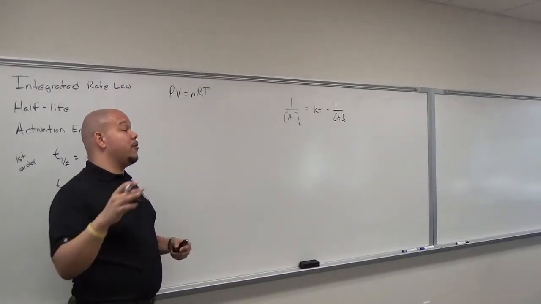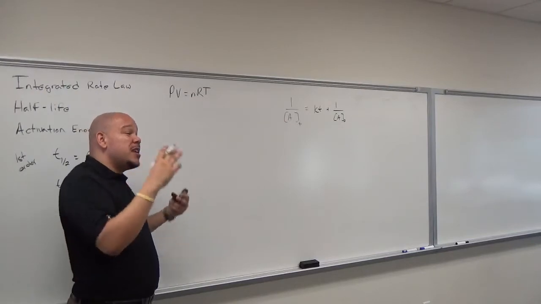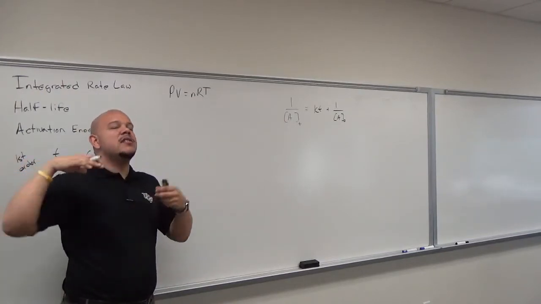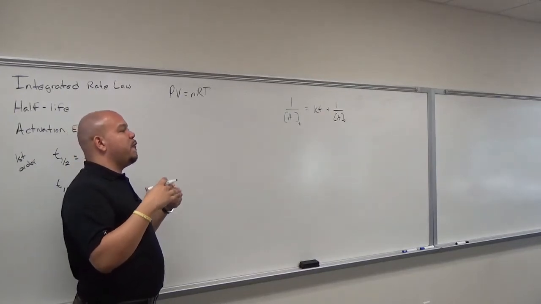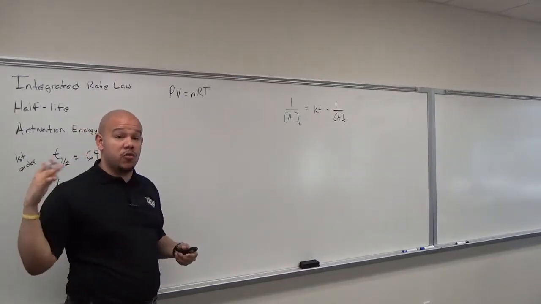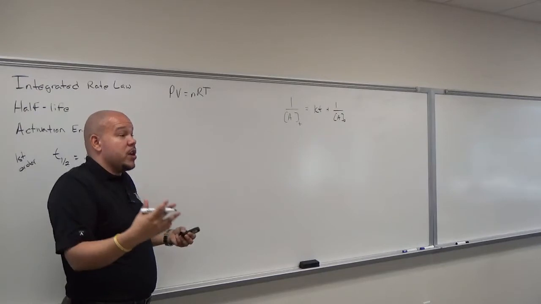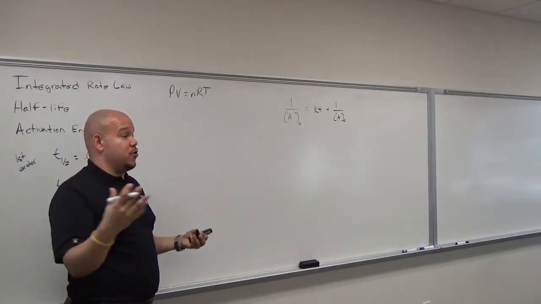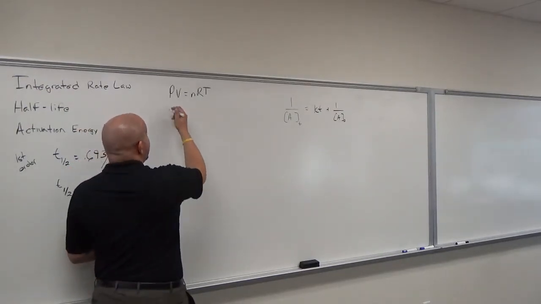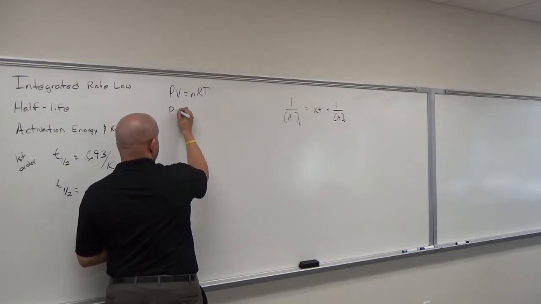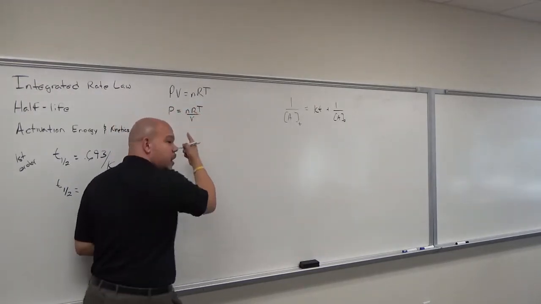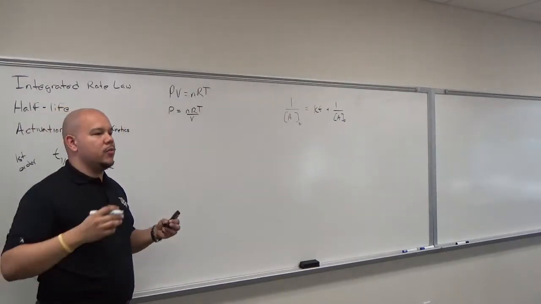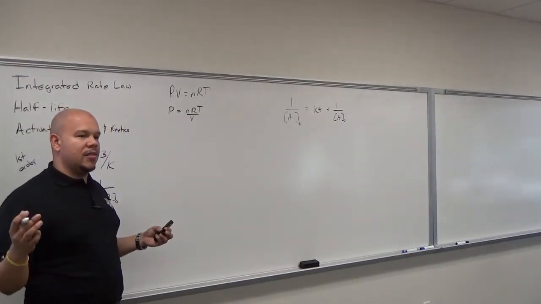Up until this point, we haven't talked much about pressures, but when we're dealing with gases as a reactant, it is much easier and much more effective to use pressure instead of concentration, right? Because pressure is more easily measured in a laboratory setting. So pressure is equal to nRT over V. We've done this rearrangement a million times. We've seen this in a problem in the gas law chapter.